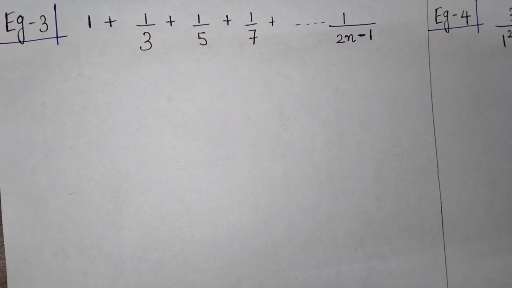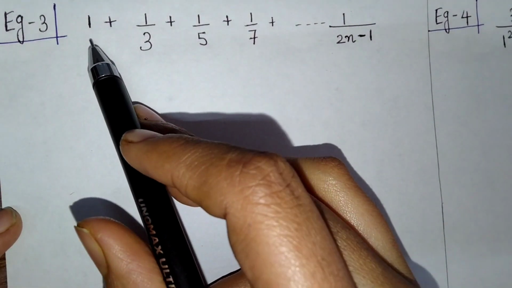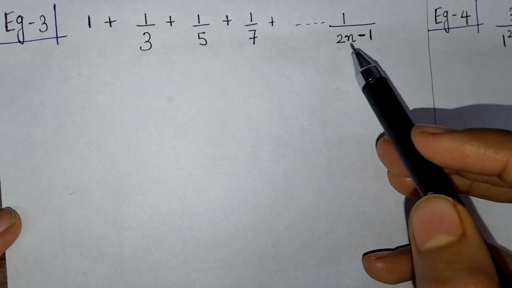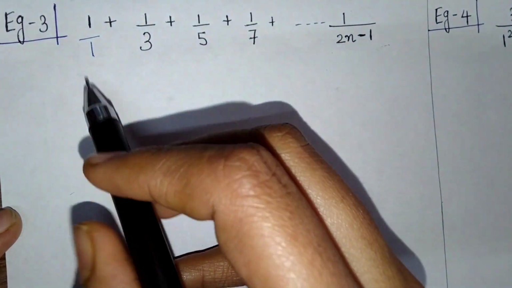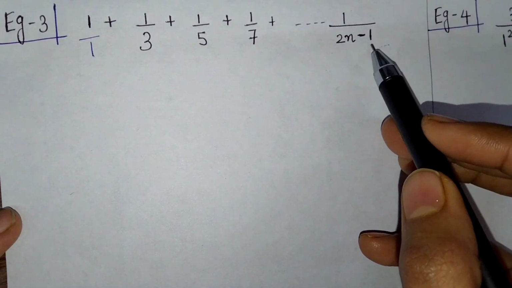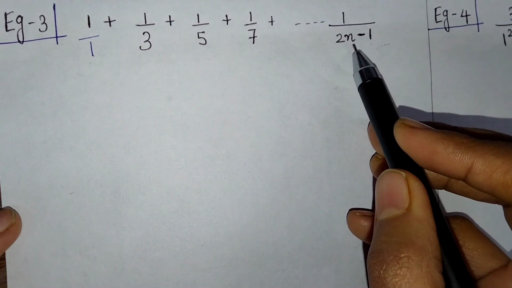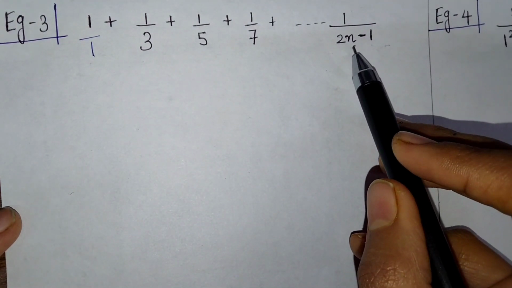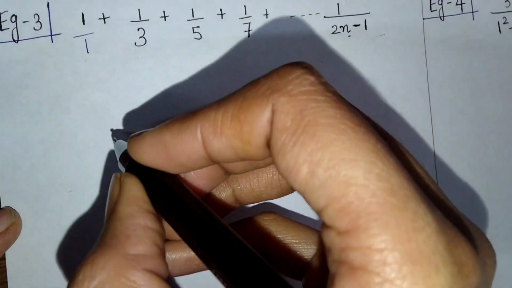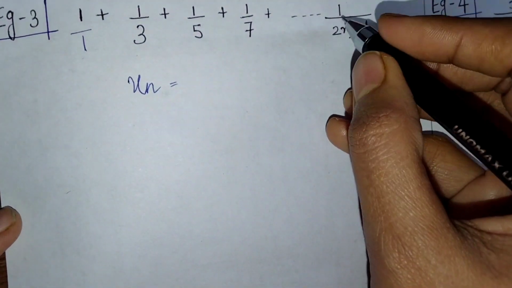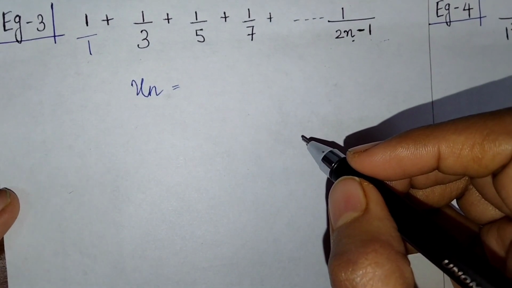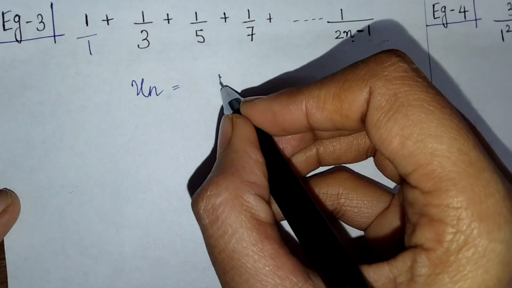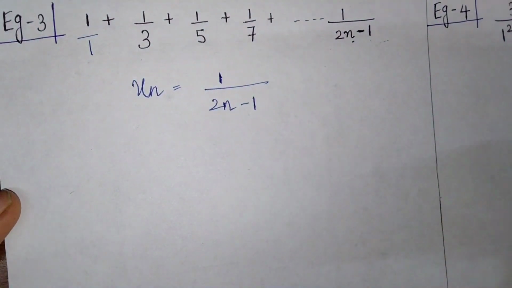So now example 3. 1 plus 1 by 3 plus 1 by 5 plus 1 by 7 series is given. It means that we can write the series in the form of 1 upon 2n minus 1, because here 1 is there. So if we put n equal to 1 here, then we will get 1. If we put n equal to 2, then we will get 3. Then if we put n equal to 3, then we will get 1 by 5, and so on. So our Un is, here it is given, but if it is not given, then also you can easily find from this series that Un is 1 upon 2n minus 1.